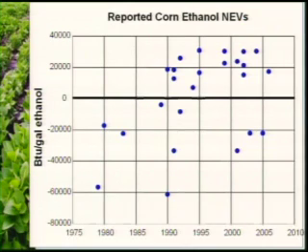Now this is a plot of reported corn ethanol NEVs. We saw this in a little bit different form this morning. BTUs per gallon is our calculated ethanol net energy value, and this is time. You can see early, we weren't doing very well. Our processes on the farm and the ethanol production facilities were not very effective, and so NEVs were all very negative when we first started making ethanol.